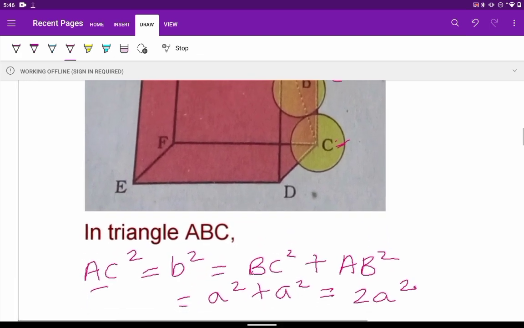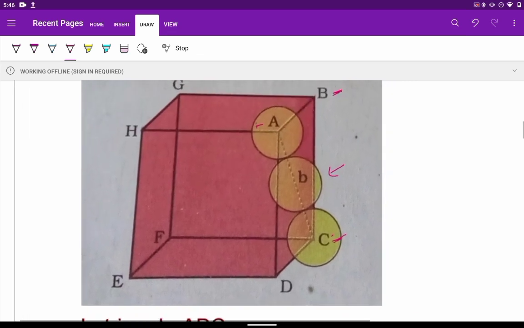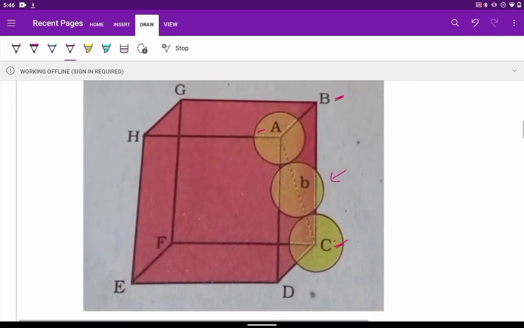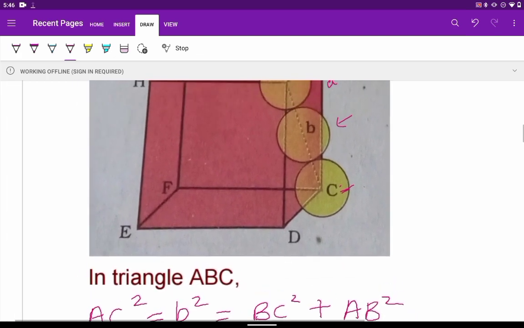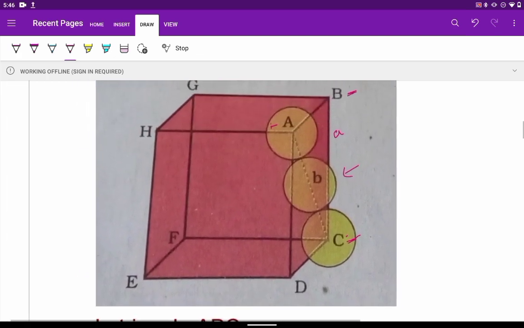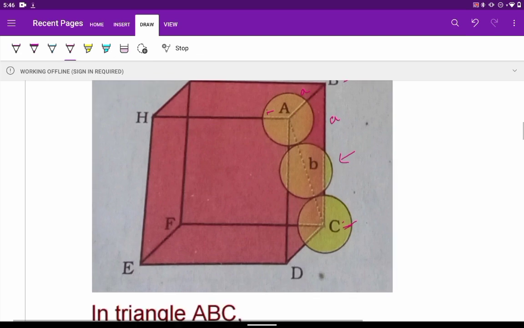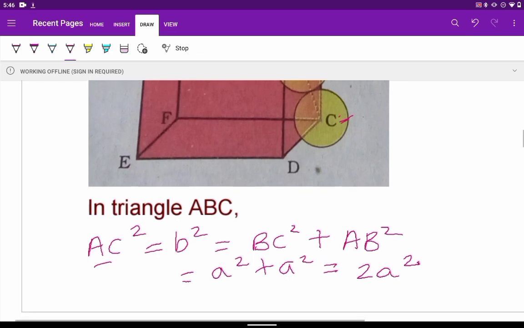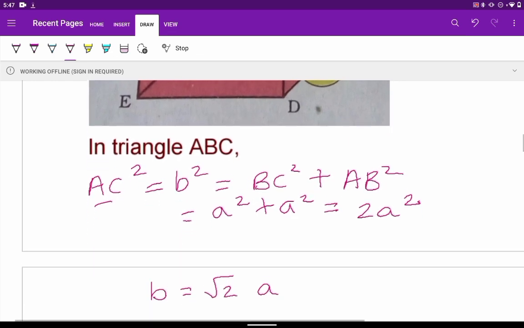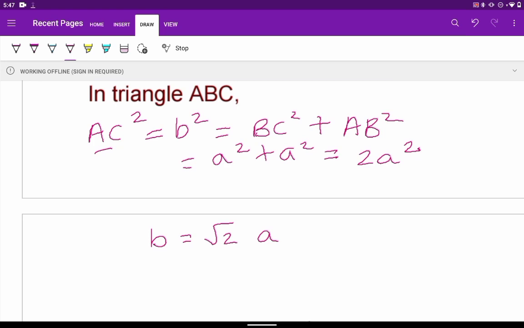And that is equal to small b square. But what is BC? BC is small a. AB is also a. So this becomes a square plus a square, that is equal to 2a square. So we find that b square is equal to 2a square. By calculation, b is equal to root 2 a.